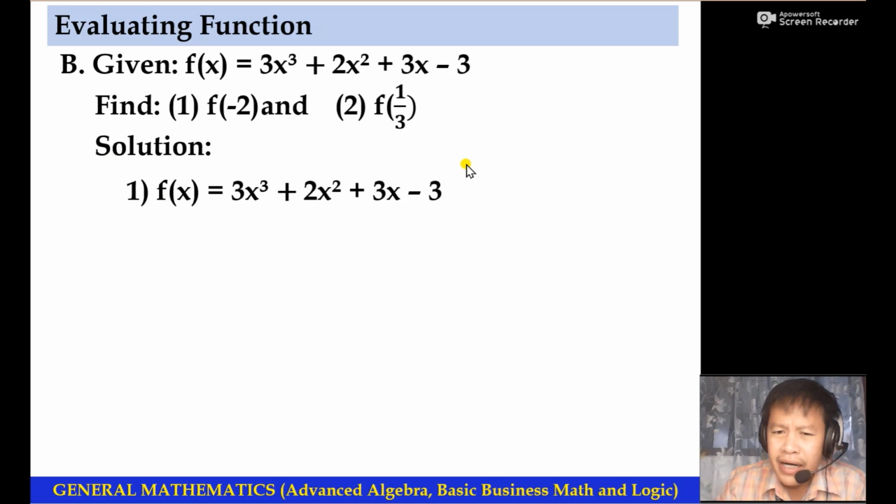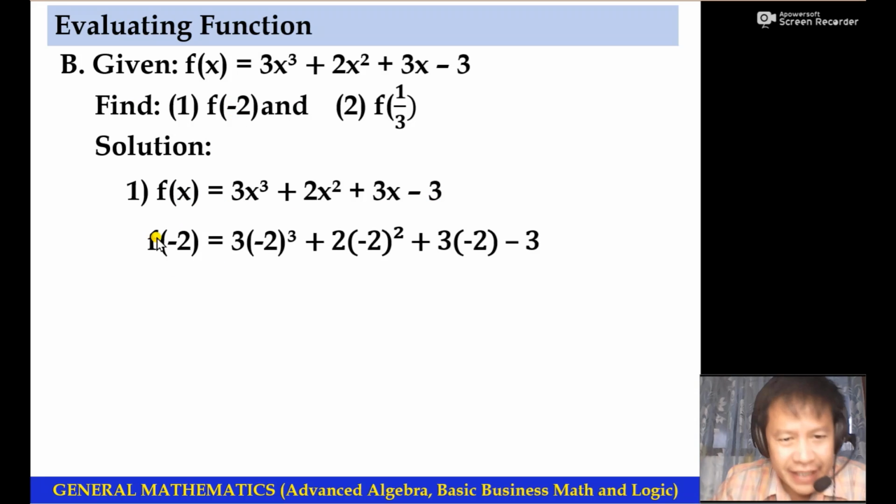It means that you cannot see anymore a variable x, because x will be given a value of negative 2 already. It is wrong that you substituted x here but you still have the x there. That is wrong, because all x's will be having an input of negative 2 already. And this is it. So f of negative 2 is equal to 3 quantity negative 2 quantity raised to 3 plus 2 quantity negative 2 quantity raised to 2 plus 3 times negative 2 minus 3.